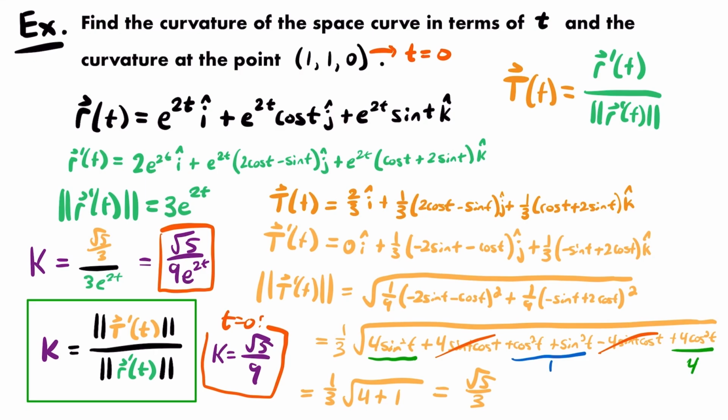Okay, so a pretty lengthy problem, and that was mainly because of all of the simplification we had to do for the two magnitude calculations, and the fact that we had to keep them in terms of t for part of our answer, right?